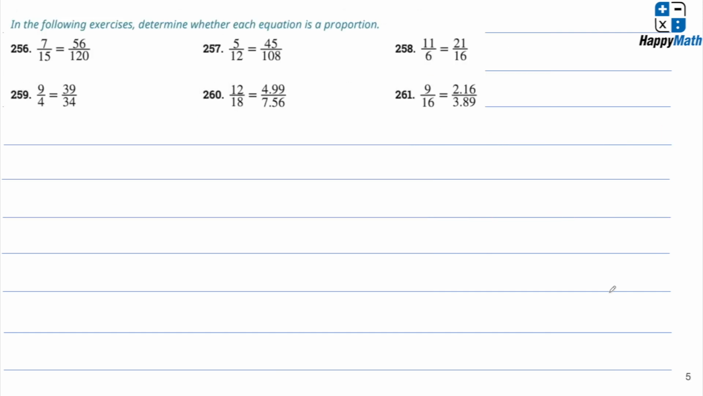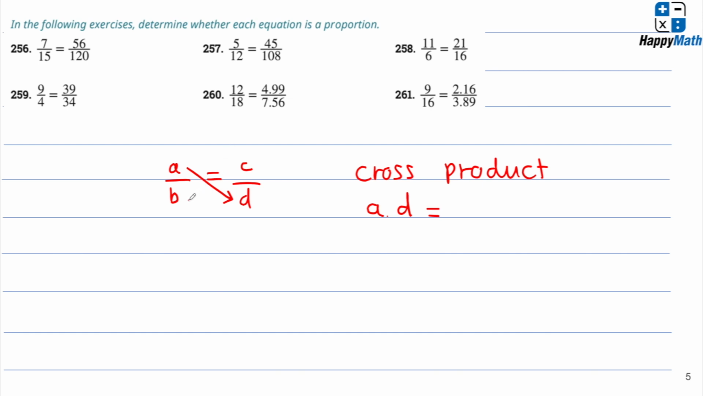And the next question is about determining whether each equation is a proportion. What does that mean? You got the proportion or equivalent fractions like this, and we will use the cross product. The numerator of the left-hand side is multiplied by the denominator of the right-hand side, and the denominator of the left-hand side is multiplied by the numerator of the right-hand side. They have to be equal. If this is satisfied, this ratio is a proportion.